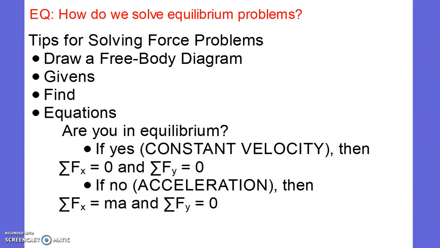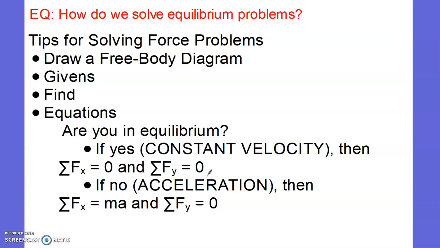Now, once we know we're in equilibrium, how do we proceed there? Well, tips for solving any kind of force problem is we always start with a free body diagram. Then, as before, we always write down what we know, what we are given in the problem, and what we are looking for, what we need to find. Now, when going to the equations, if you're in equilibrium, meaning you're at constant velocity or not moving, which is still a form of constant velocity, then all the forces in the x direction cancel out. They all add up to 0. And all the forces in the y direction cancel out. They all add up to 0 as well.